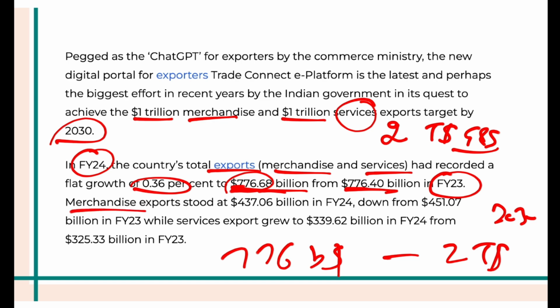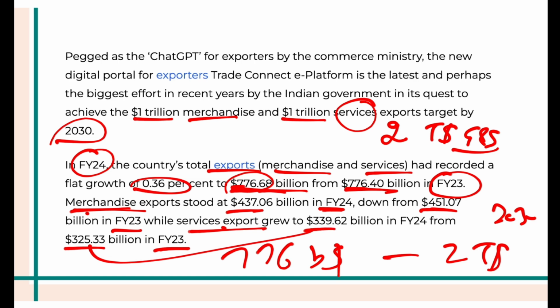So merchandise export was 437 out of 776, and in financial year 24, in fact, merchandise exports were below financial year 23 level. Merchandise exports in financial year 23 were 451, so we have actually gone down in merchandise export. Services exports grew. Services exports were $325 billion in financial year 23, and they increased to 339. But overall, exports were flat. So we need to do something about it.